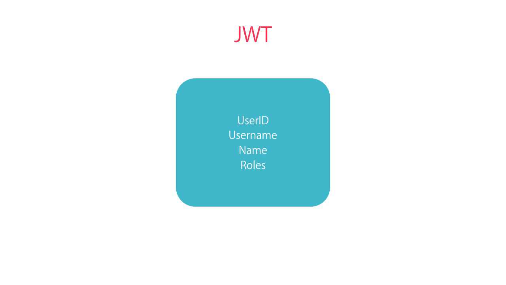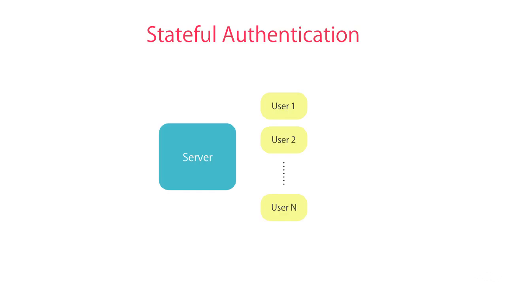Now you might be wondering, what is inside this JWT? We have basic information about a user, like their user ID, username, their full name, the roles they are part of, and so on. So on the server, we don't need to query a database every time we need this information. It's all available in our JWT. This is what we call stateless authentication, because we do not save the user's state on the server.